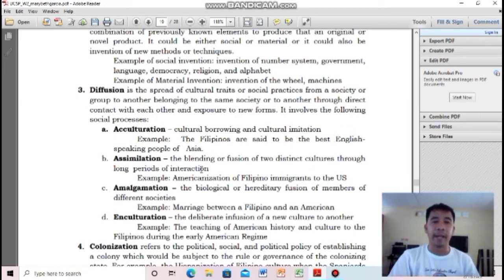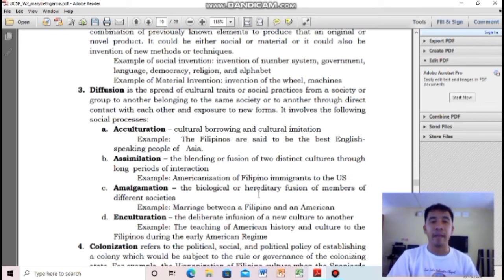So assimilation naman, blending or fusion of two distinct cultures, no? Example is the Americanization of Filipino immigrants to the US, that is assimilation. Amalgamation naman, the biological or hereditary fusion of members of different societies. Kumbaga, amalgamation ang pag-asawa, example sa isa ka Pilipina kay isa ka American or ang Filipino kag ang American. It is amalgamation. Enculturation naman is the deliberate infusion of a new culture to another.